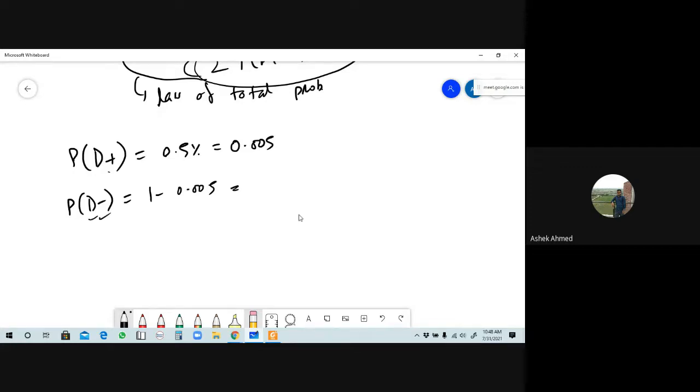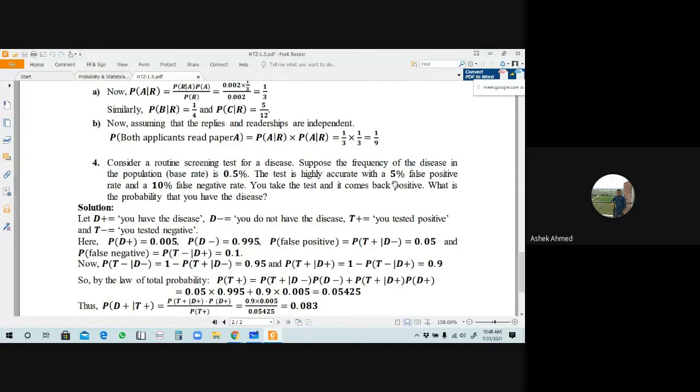In the next case, there is given 5% false positive. What do you mean by false positive? There is no symptom, but after testing, the test will be positive. Understand?